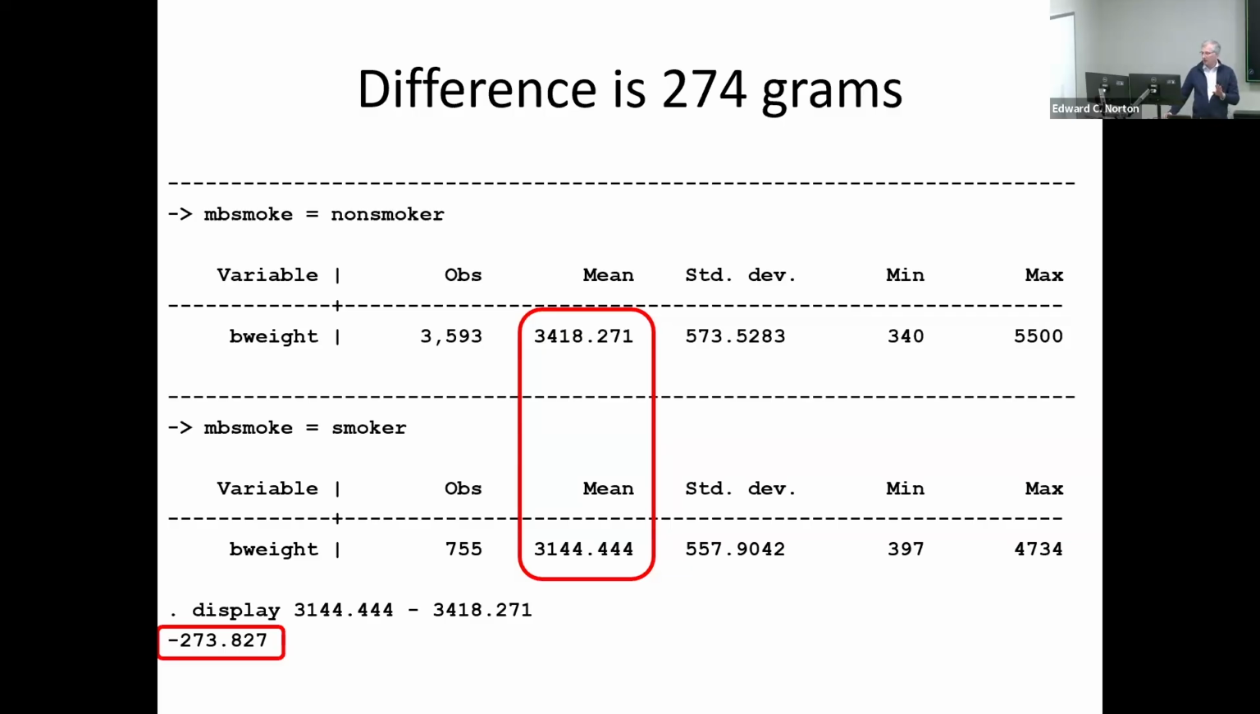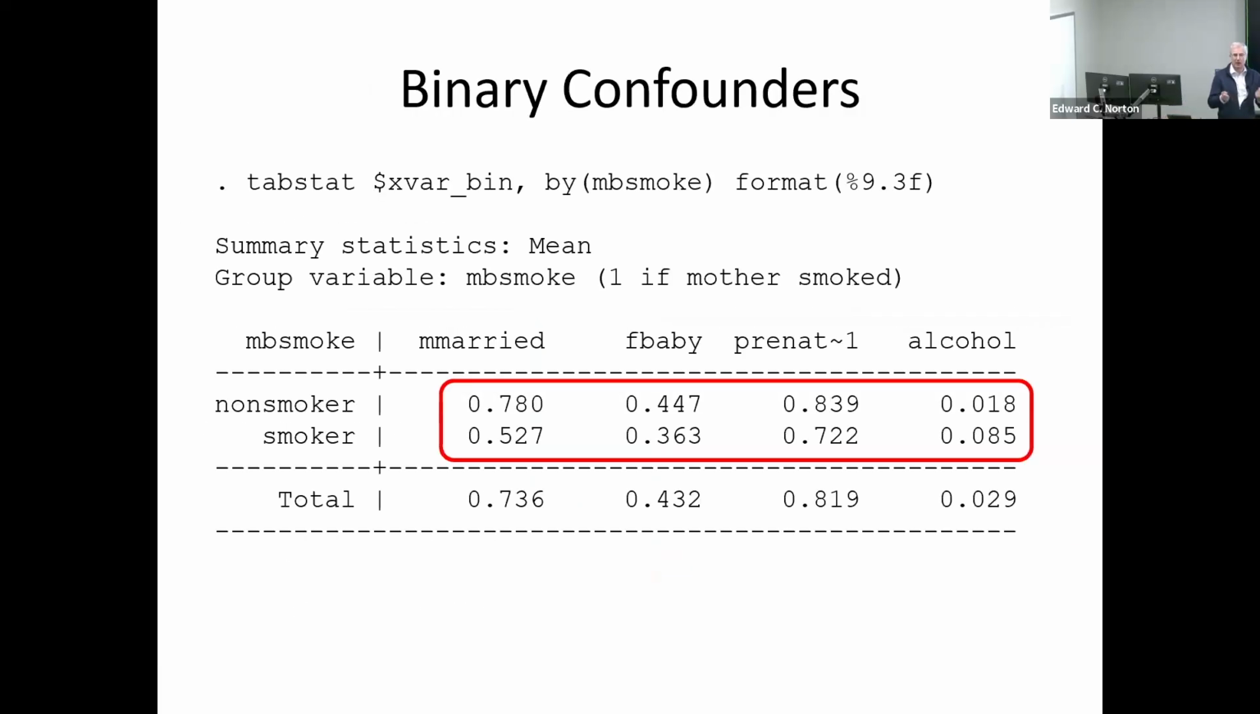Now, we know that smokers and non-smokers are different on all sorts of characteristics besides smoking. Some of these things may well also be related to birth weight, and so we're worried about confounding, okay? So let me show you an example of how they're different with 4 binary variables. Is the mother married? Is it their first baby? Did they get prenatal care in the first trimester? And do they drink alcohol by some sort of alcohol measure? And we see differences across the board.